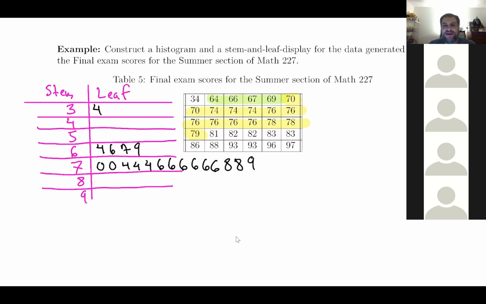All right, up next we're going to do the 80s. For the 80s, we have 81, 82, 82, 83, 83, 86, 88. And lastly, we have the 90s: 93, 93, 96, 97. All right, so that's my stem and leaf plot, and we're done with it. It should be nice and easy. Any questions in regard to the stem and leaf plot?